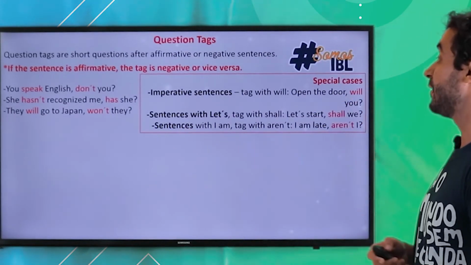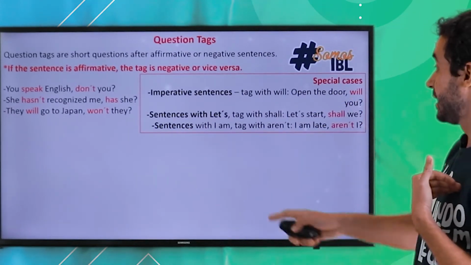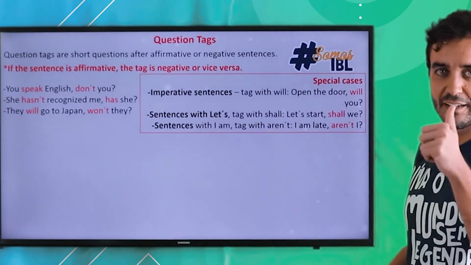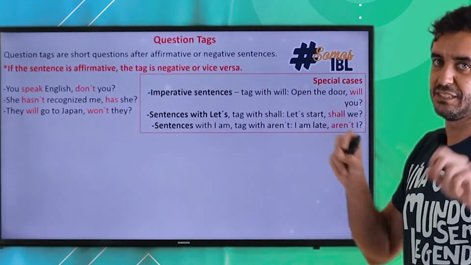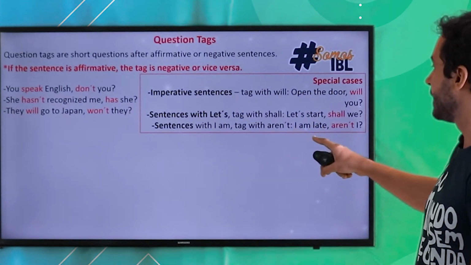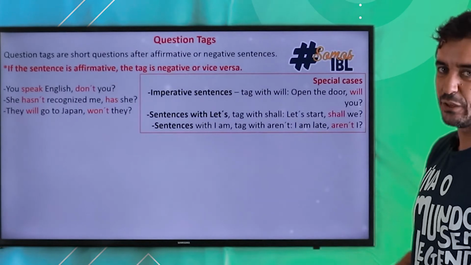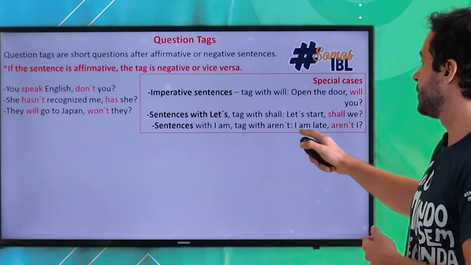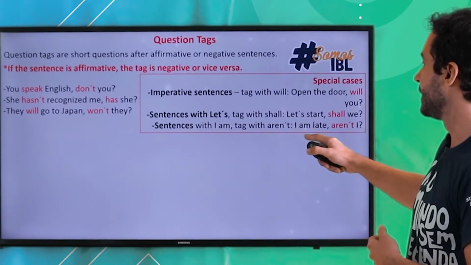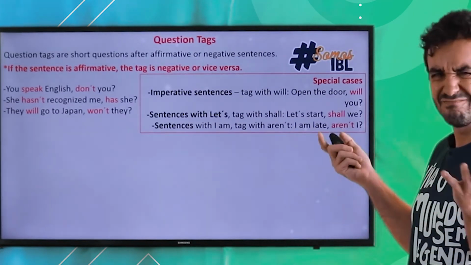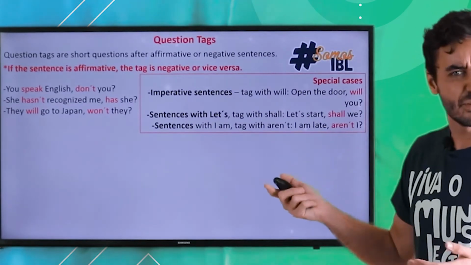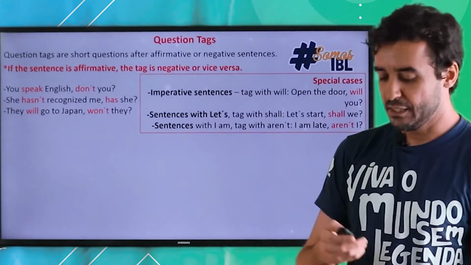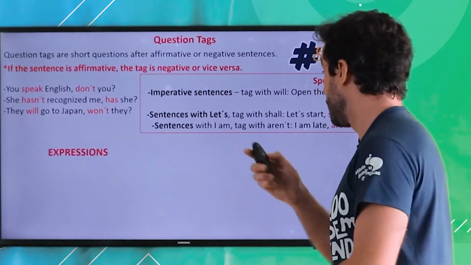And finally, when you have a sentence with "I am," you don't have to use "am" again, you just use "aren't I." "Aren't I" is allowed to make that mistake, right? So let's see: "I am late, aren't I?" So it's a mistake, but it's not a mistake. It's not very common to say, "I am late, am I? Am I not?" No, you say "aren't I." So the question tag is a trick for the conversation. That's it. Now let's move on to the expressions.